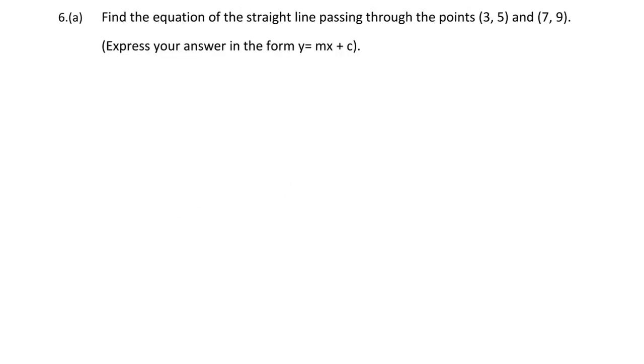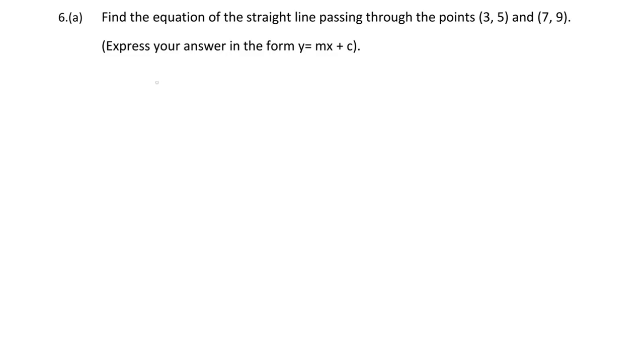Question number 6, part A. Find the equation of the straight line passing through the points 3,5 and 7,9, expressing our answer in the form of y equals mx plus c. Okay, so this is a coordinate geometry problem. First, let us find the slope represented by m.